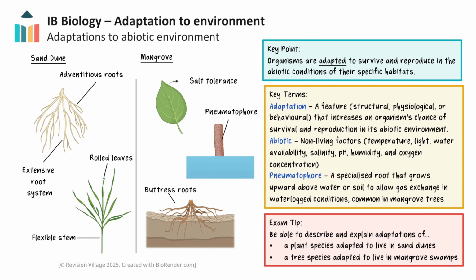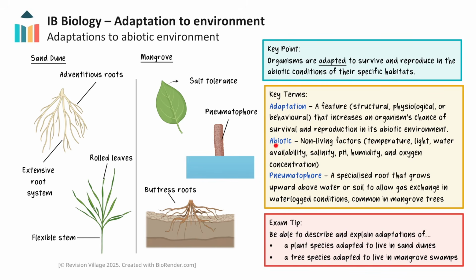Let's define two important terms. Adaptation is a feature, structural, physiological, or behavioral, that increases an organism's chance of survival and reproduction in its abiotic environment. For example, structural adaptations include physical features, like thick leaves or long roots. Physiological adaptations involve internal processes, such as salt excretion or water storage. And behavioral adaptations are actions or responses that improve survival, such as leaf rolling to reduce water loss.